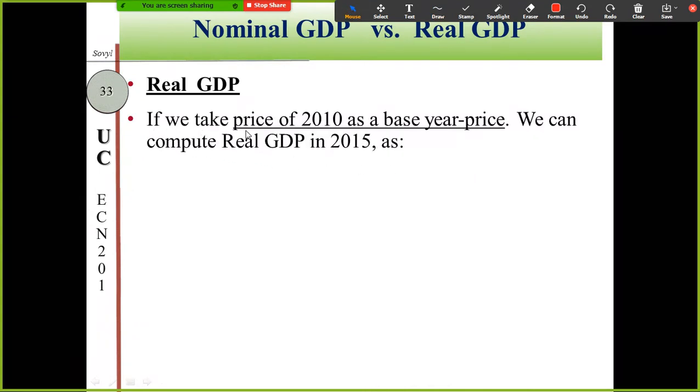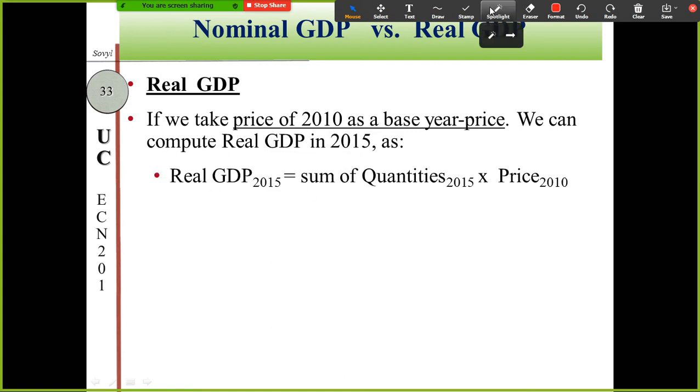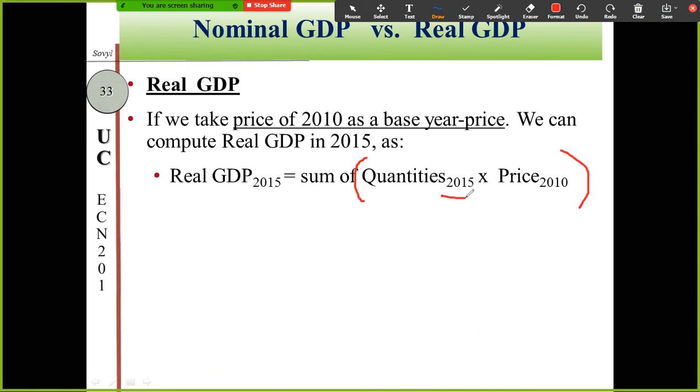Okay, if we take price from 2010 as a base year price, we can compute the real GDP 2015. So real GDP 2015 comes from the quantity of 2015 multiplied by price from 2010. Why do we need to take quantity from 2015 but multiplied by price from 2010? Because we know that 2010 is the base year. That's why in order to find real GDP, we take the price from the base year, that we call base year price. Okay? So I think that you have no problem with this one.